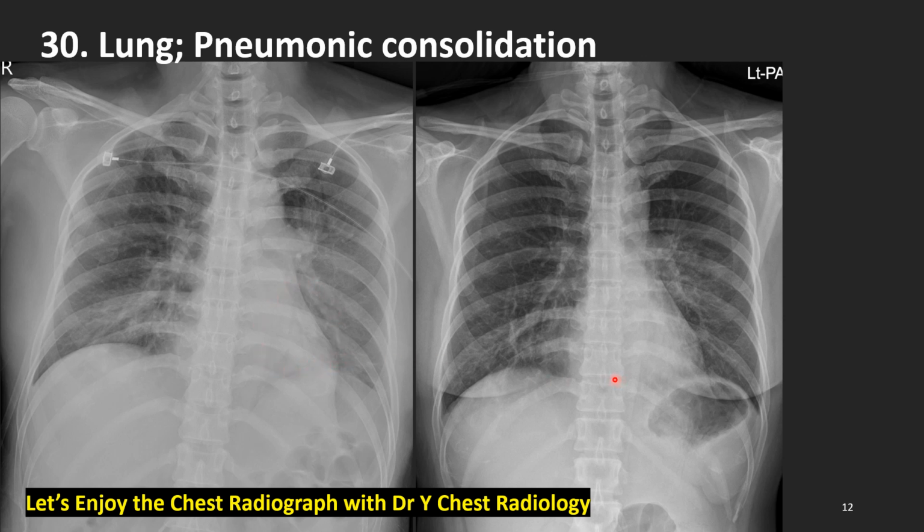How about the findings in PA erect view? Yes, almost the same. Mild right heart border obliteration with consolidation, and left lower lobe air bronchogram with consolidation, retrocardiac location, and mild irregularity of the diaphragm. That means both lower lobes are involved, or small pleural effusions are present.